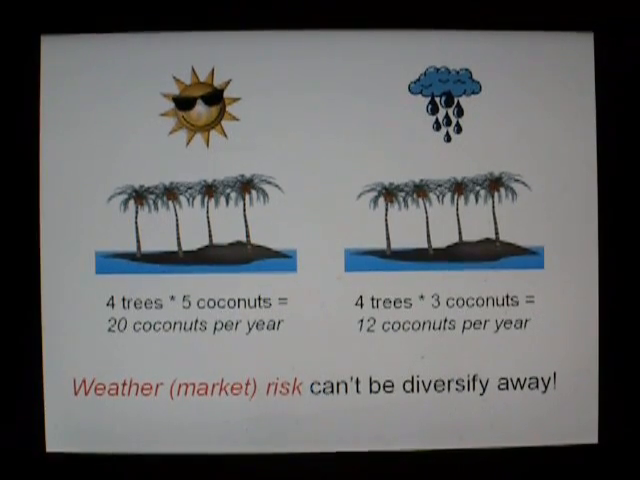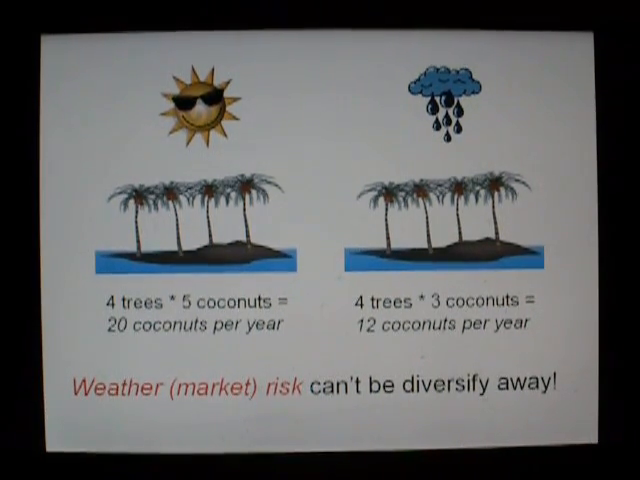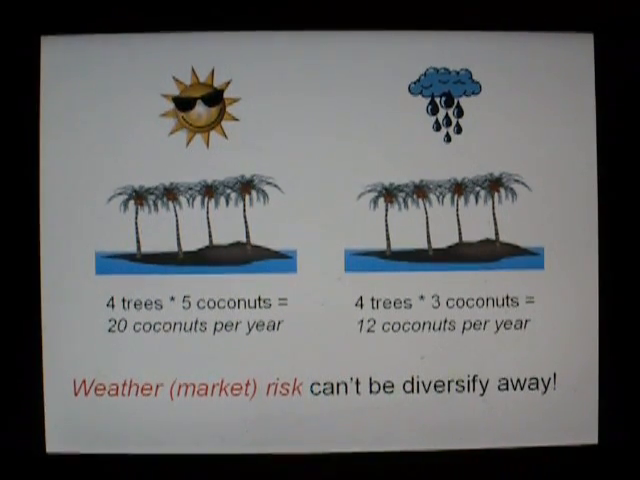Now let's consider a different kind of risk, the weather. In our base scenario, we consider that each tree produced 4 coconuts. This number is the average of 2 possibilities. In a sunny year, the trees grow 5 coconuts each. In a rainy year, they only grow 3 coconuts each.